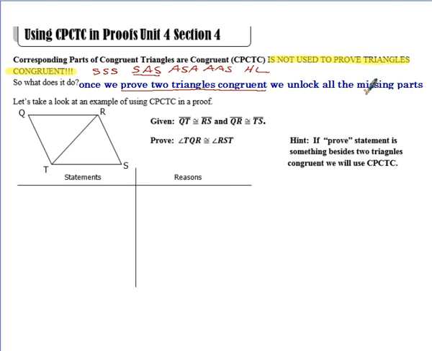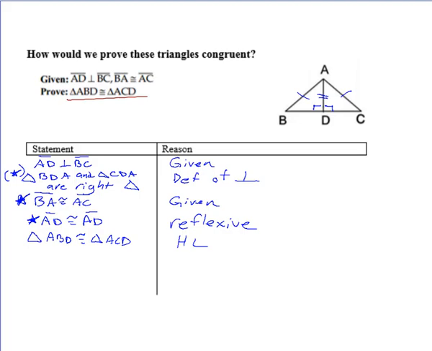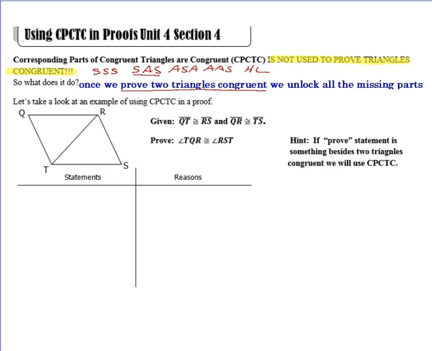So let's take a look at how this is actually used in action. We're going to take a look at our proof here. Given that QT is congruent to RS, and QR is congruent to TS, we're trying to prove now that an angle is congruent to another angle. One hint on how to know to use CPCTC is that if you prove a statement is something besides proving the triangles are congruent, you'll use CPCTC. For example, on section 4.3, our prove statement was to prove the two triangles were congruent. Now I'm just proving that two angles are congruent. So that's a heads up that I need to use CPCTC.